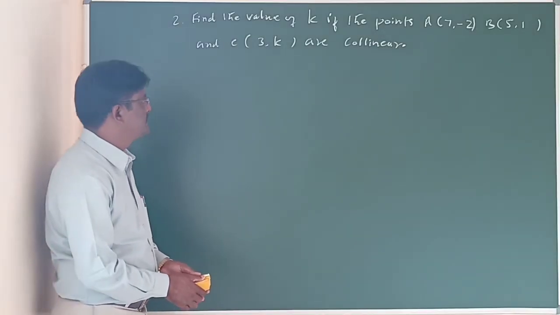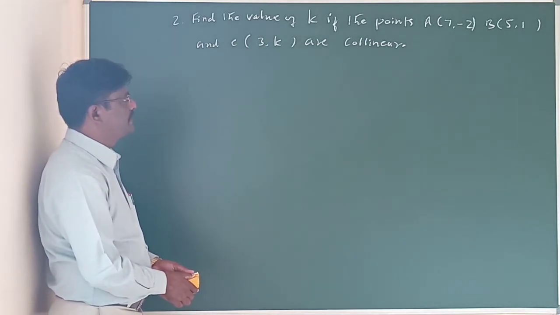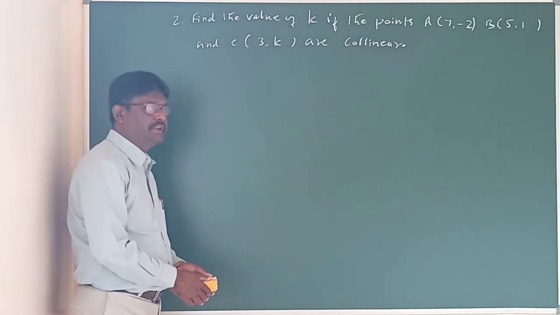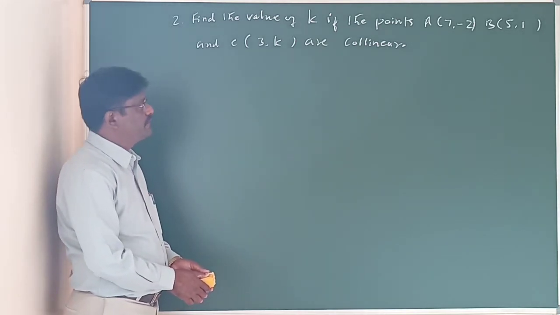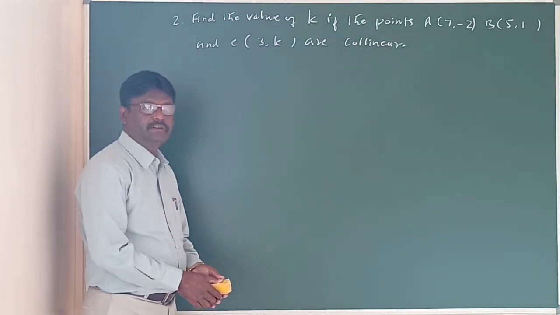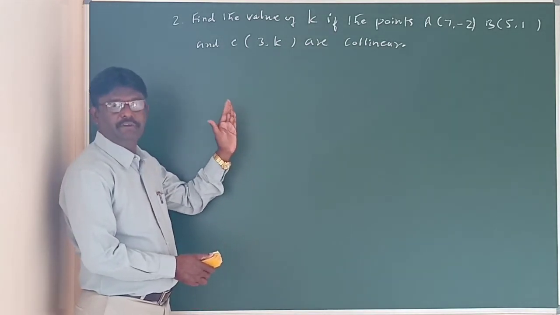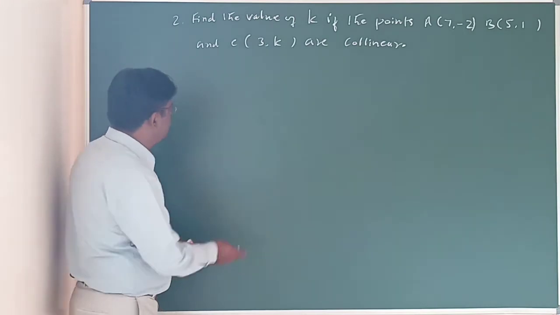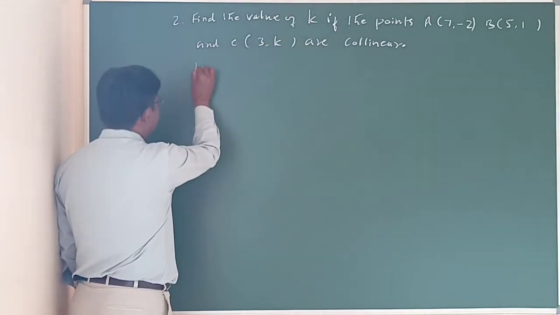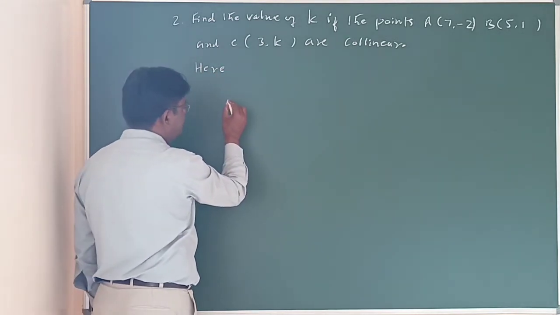Yes, children. Now let us take the second one. Find the value of k if the points A(7, minus 2), B(5, 1) and C(3, k) are collinear. Here we are given 3 vertices, so which will be the suitable formula? The formula having 3 vertices is nothing but the formula for the area of a triangle. Hence, we shall compare these vertices with the coordinates in the formula.